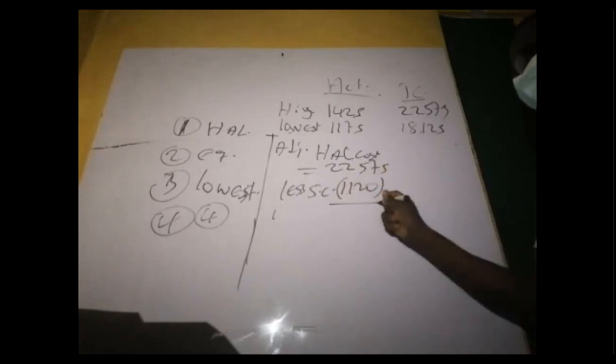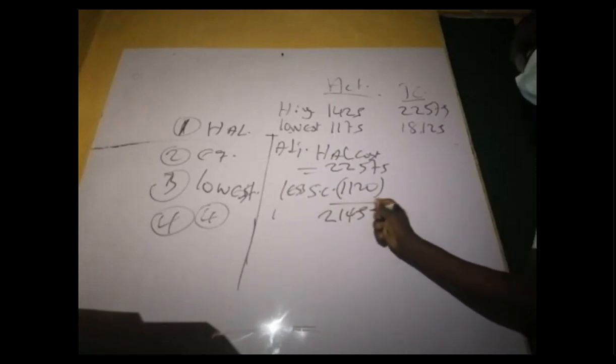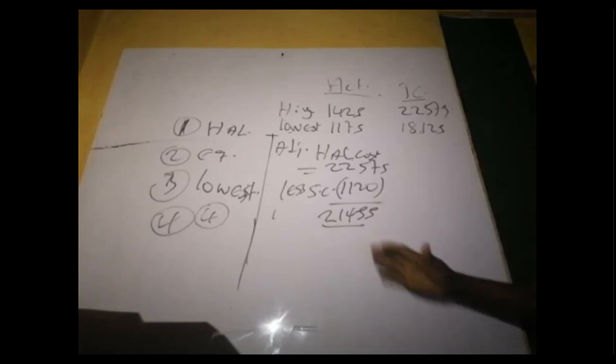Step-up cost, which is 1,120, right? You take it off, and now the highest activity level cost is what? 21,455. Good. So now you are looking for the highest activity level cost, this one, not this one. Okay. So that's all. Now, after you have adjusted the highest activity level cost, you now put a formula.